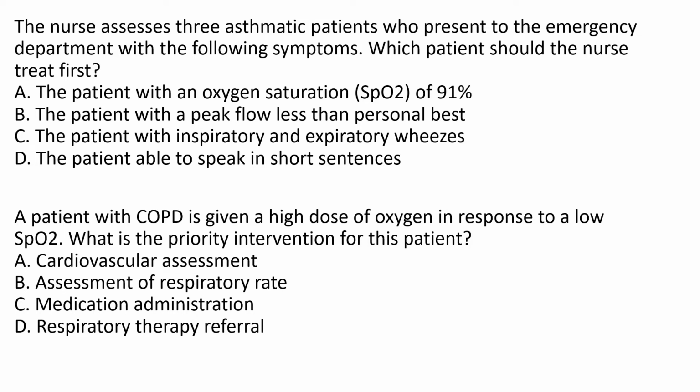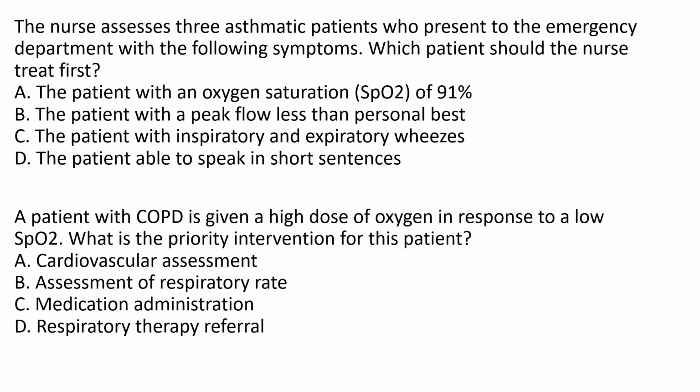So the answer is C, patient with inspiratory and expiratory wheezes. So all of these symptoms are respiratory compromise in asthma. The patient with inspiratory and expiratory wheezes is demonstrating a severe asthma exacerbation and they need immediate treatment. And what would you grab for this patient? Albuterol, very good. A short-acting beta-2 agonist.